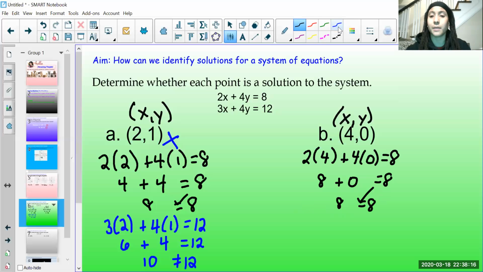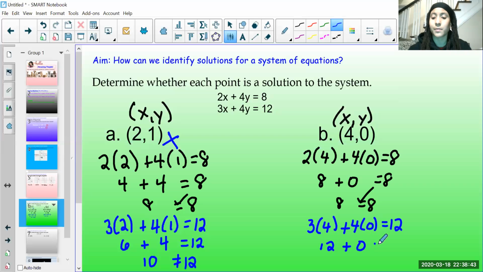We got to do the other one again with the 3x plus 4y equal to 12. So we have 3 times 4 plus 4 times 0. Does it equal 12? 3 times 4 is 12. 4 times 0 is 0. 12 plus 0 is 12. And guess what, guys? This one checks out also. So 4 comma 0 is a solution to this system.